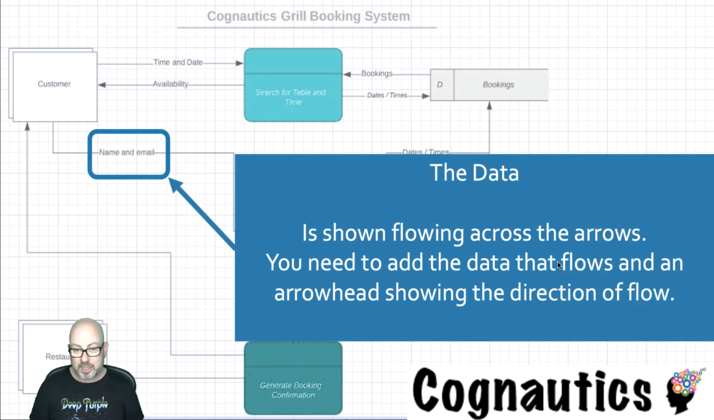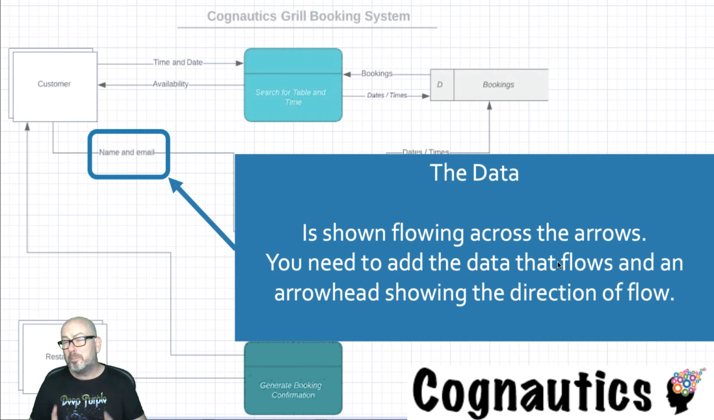Alright, then we've got the data itself. The data is written along the lines, and you can see that in this instance in the table booking system, you've got name and email. This would be a web-based system where you put in your name, your email, and you search for a date and a time. You can see the availability, see the bookings moving around, the dates and times moving around.